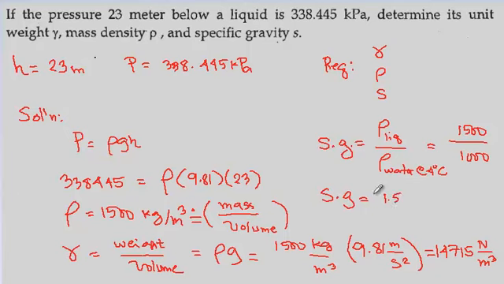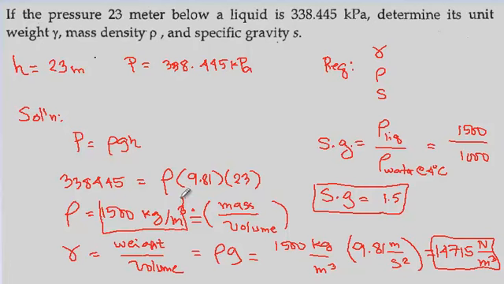So these are our answers. SG is 1.5, which is unitless, meaning the units cancel. Gamma is 14,715 and density is 1,500. It is good practice to box your final answers so that you can really see your final answer. So I think that's it.